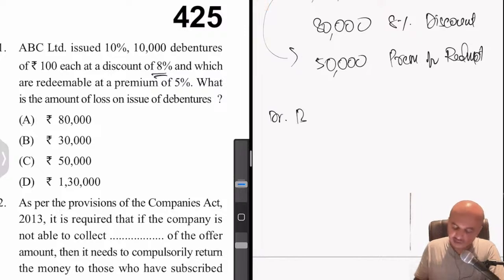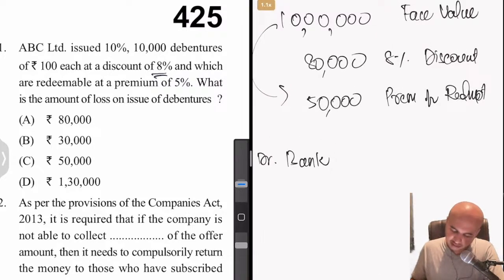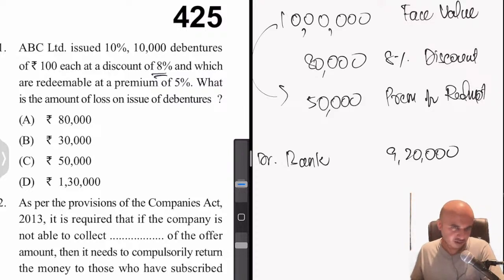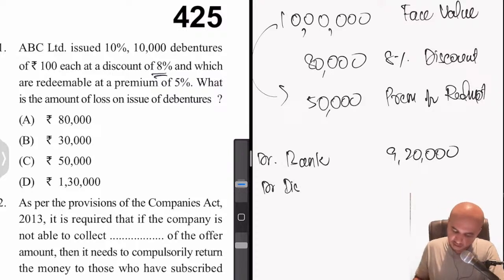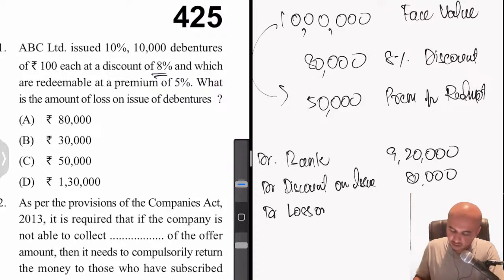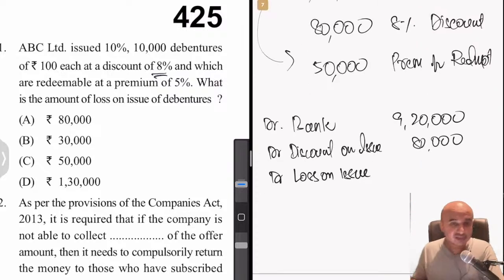Debit bank. How much are we getting? 9,20,000. Why? Because we are issuing debentures at a discounted price. Debit discount on issue 80,000. Debit loss on issue. See, this loss on issue refers to the loss which we will incur at the time of redemption.